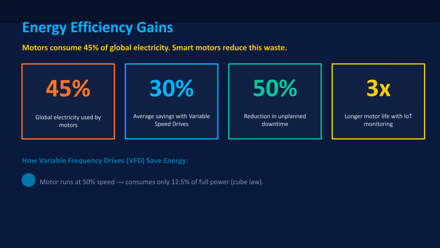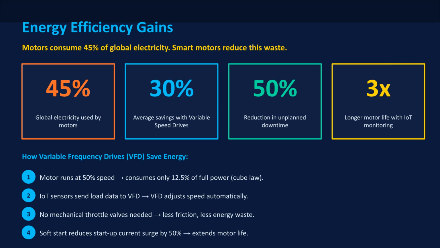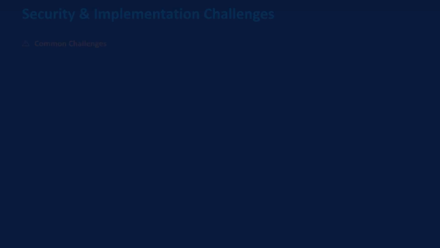Motors consume 45% of global electricity. Variable frequency drives and IoT dramatically reduce this waste. Reducing a motor's speed to 50% lowers power consumption to only 12.5% because power follows the cube of speed. Real-time load data from IoT sensors enables the VFD to match speed to actual demand.